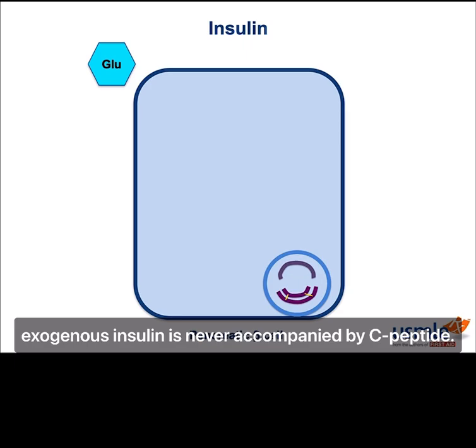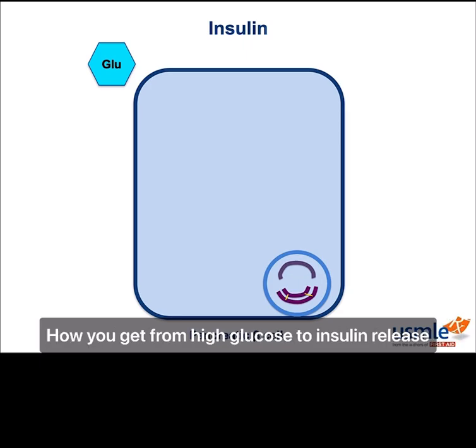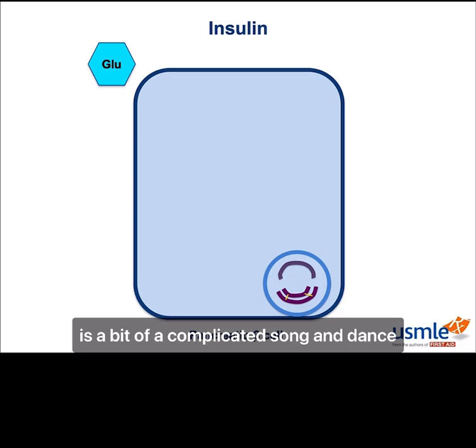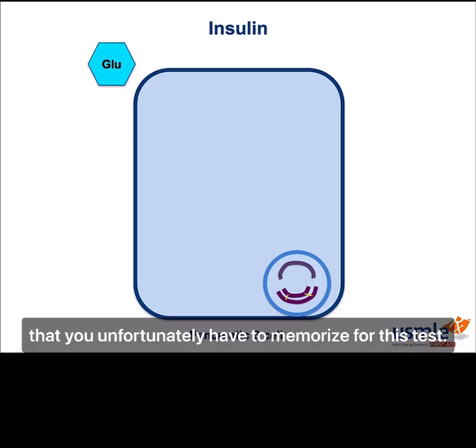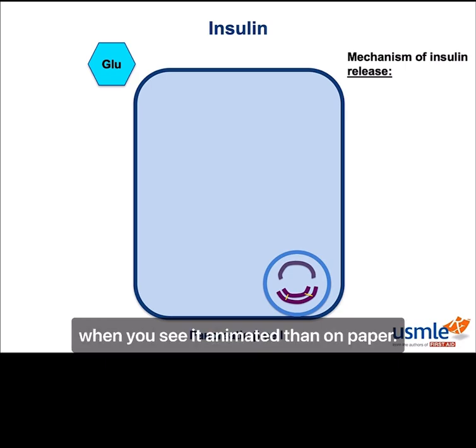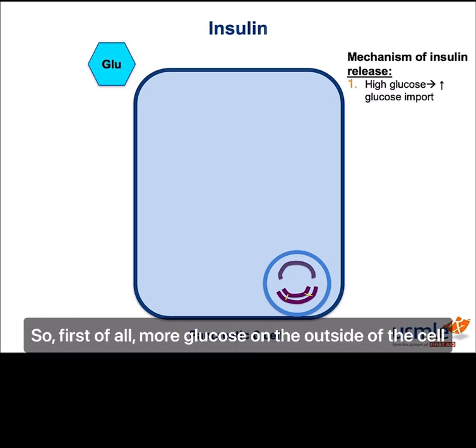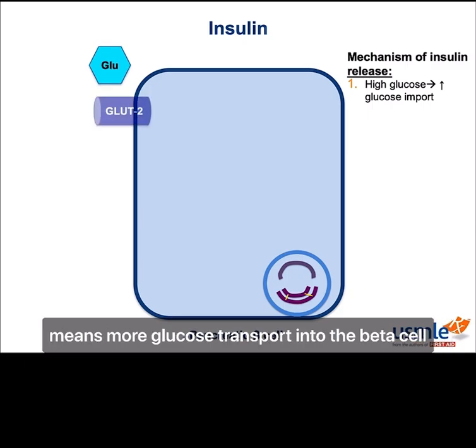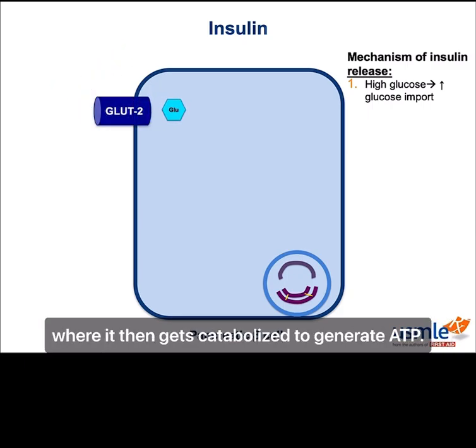How you get from high glucose to insulin release is a bit of a complicated song and dance that you unfortunately have to memorize for this test, but it's actually quite a bit easier when you see it animated than on paper. So, first of all, more glucose on the outside of the cell means more glucose transport into the beta cell, where it then gets catabolized to generate ATP.